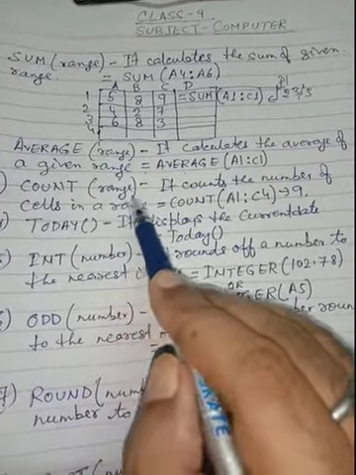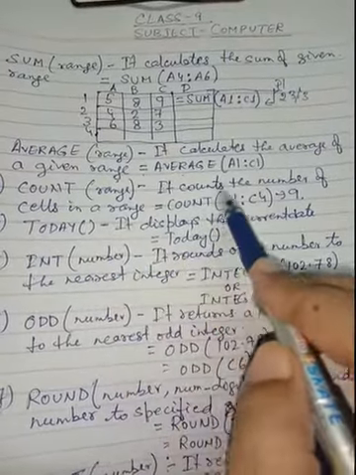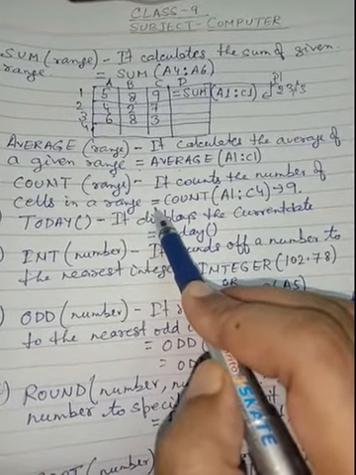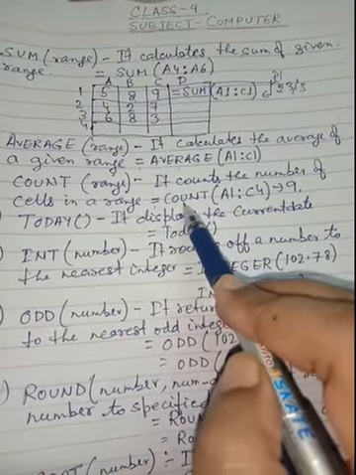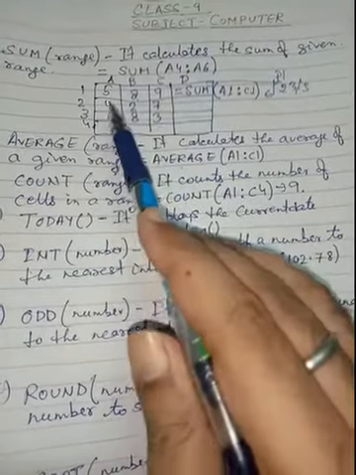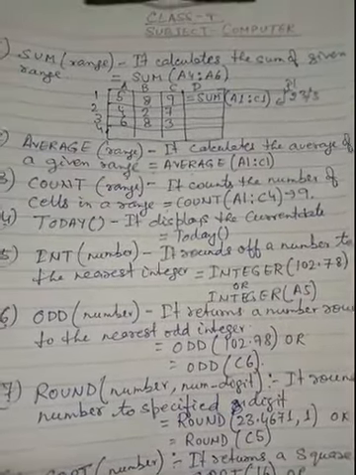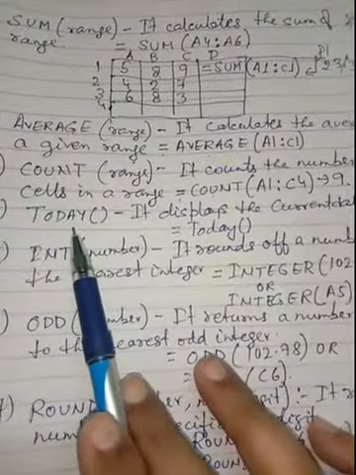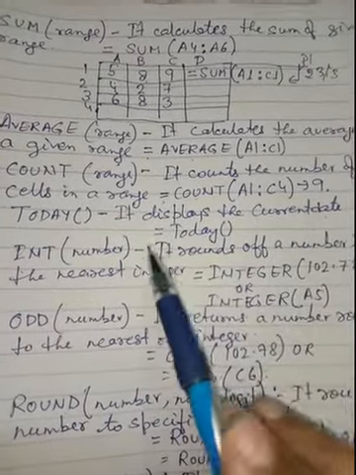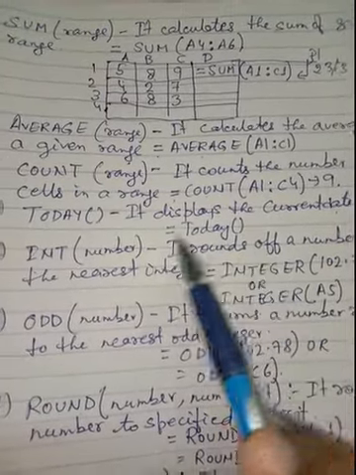Next, COUNT function. We have to give the range. It will count the values in the cells. So it counts the number of cells in a range. How to write it? Always begin with the equal sign, COUNT, and then write the cell reference over here. So it will count the number of cells and then provide the answer. The next function that we have is TODAY. What does it do? It displays the current date. How to write it? Begin with the equal sign and then the TODAY function.